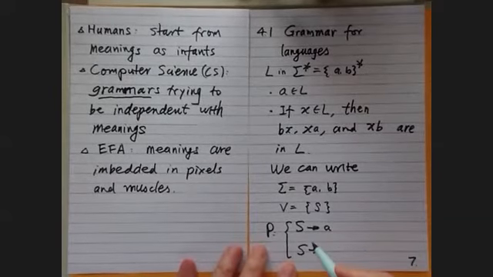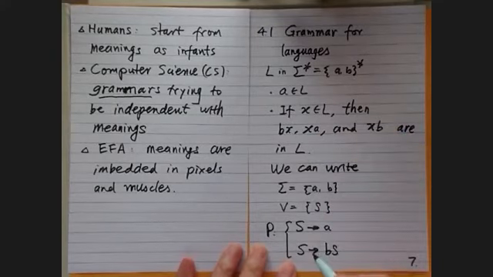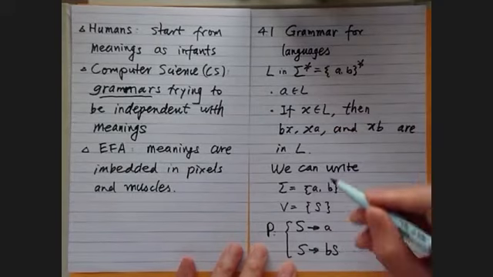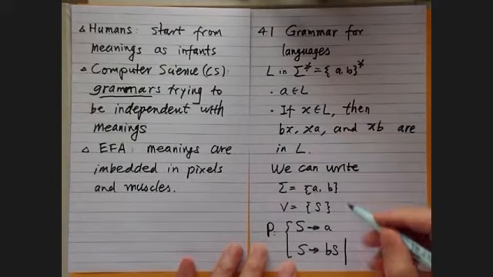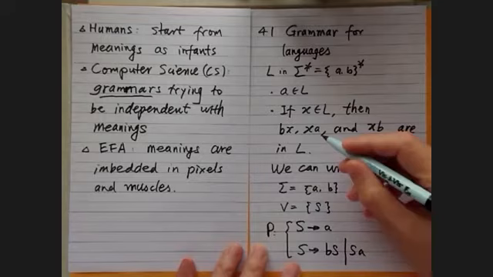Then S will generate BS. Not BX, because S is already in the language. S is a symbol for generation. So that corresponding to this. And this will be replaced by S. I will explain right away. You will see why we do this.